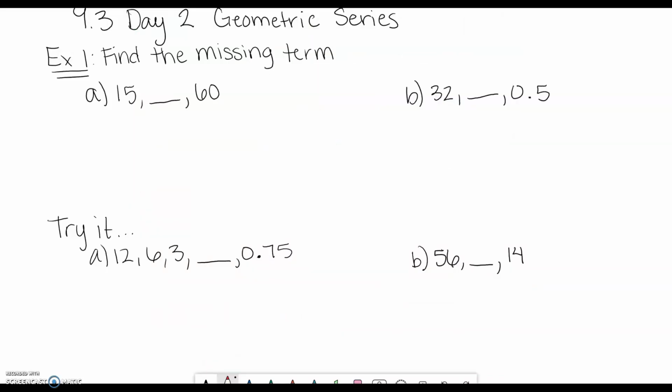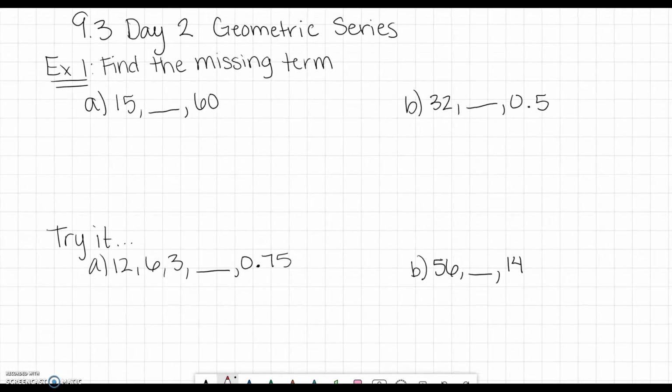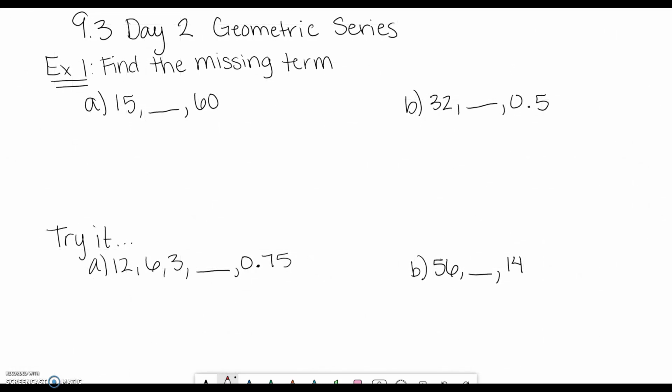Okay, so let's go ahead and look at some examples. So in the vocab, we said that to find the missing term, we take the two terms and multiply them and then take the square root. So we're going to take the square root of 15 times 60. Well, 15 times 60 is 900. Take the square root of that and you get 30. So the missing term here is 30.